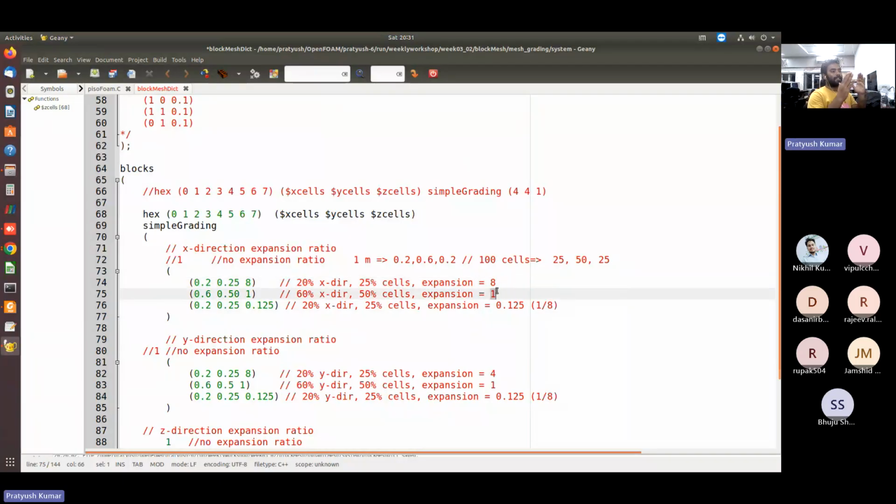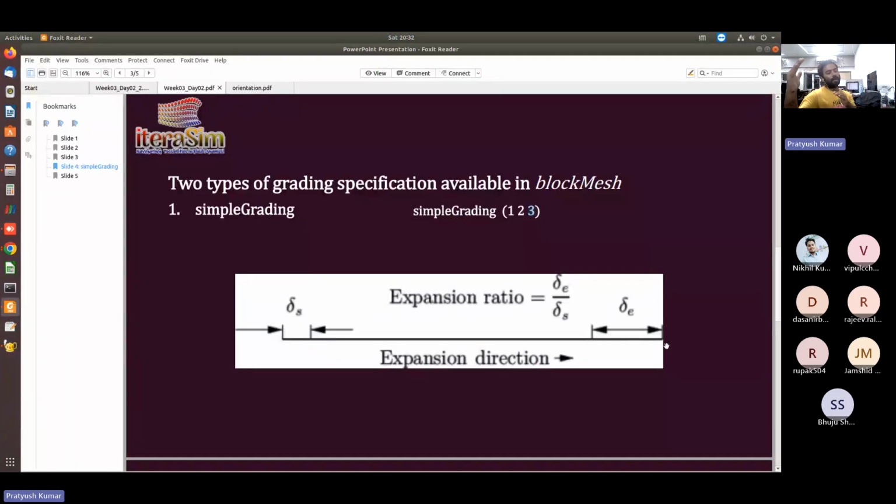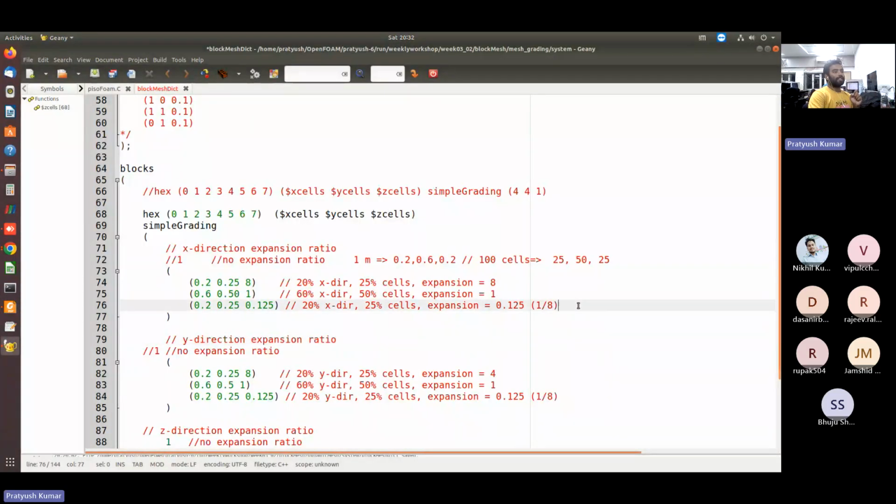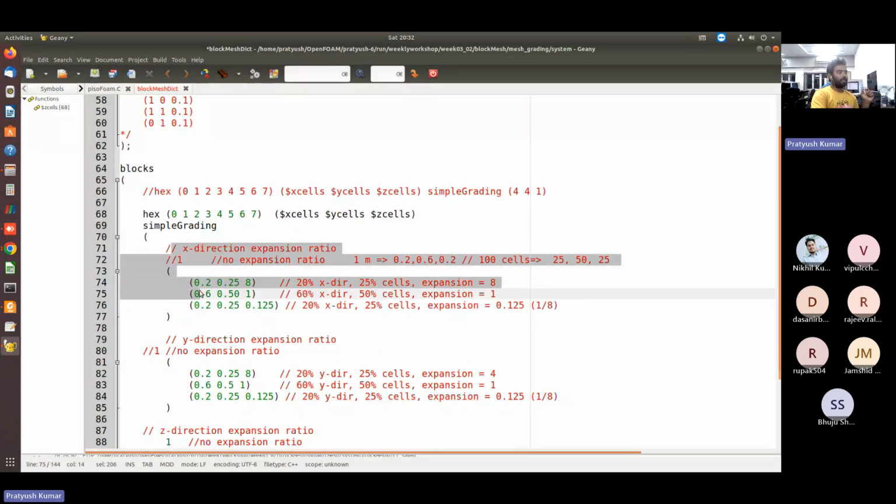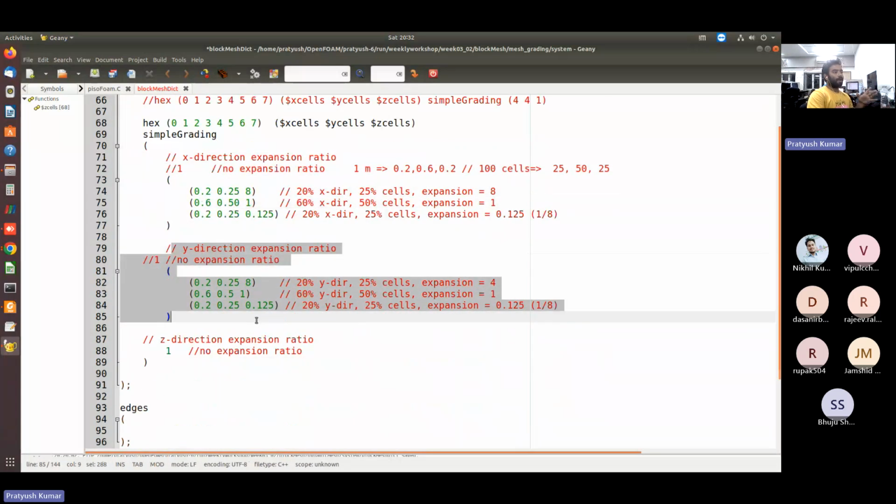Now in the center of this x length, we are keeping the cell size equal to 1. So we are not giving a grading system in the middle portion of this given length. And for this, the ratio is 1 by 8. So delta E, delta is now on the right side, so the right side upon the middle, that is delta S, when we divide, is going to be equal to 1 by 8. In this way we can distribute the simple grading in the x direction, and similarly this approach is followed in the y direction.